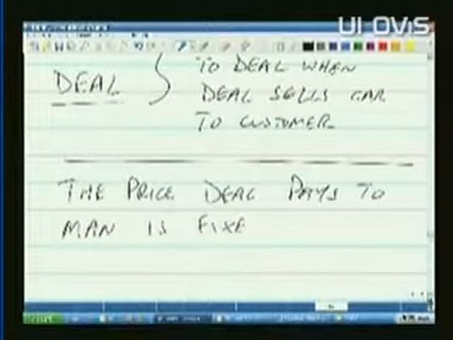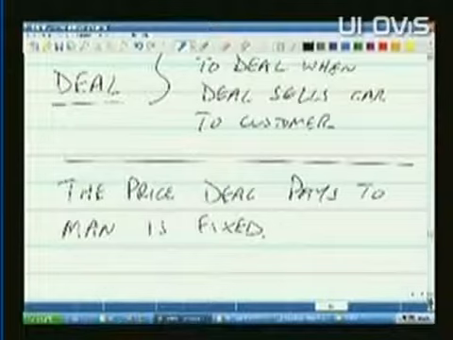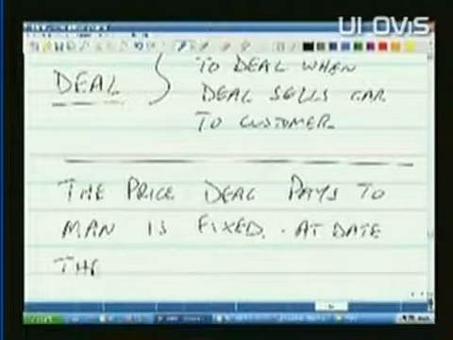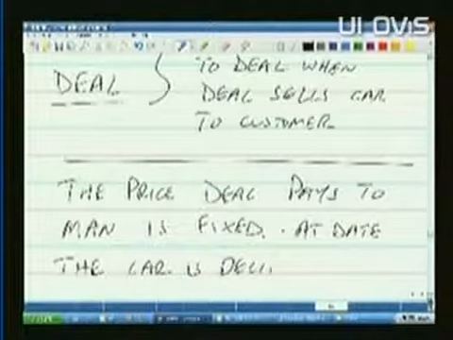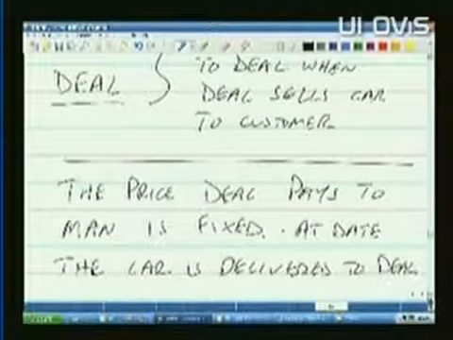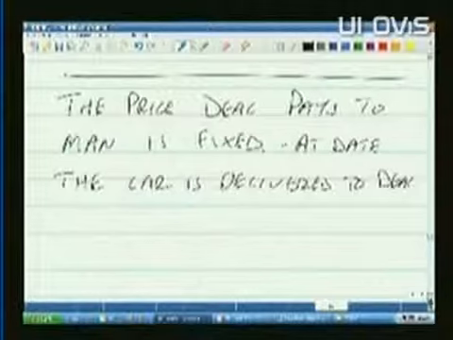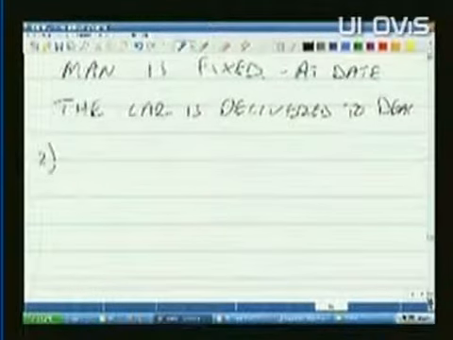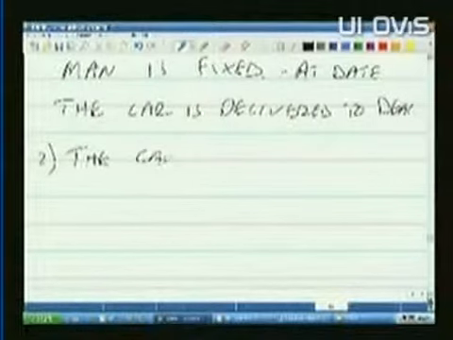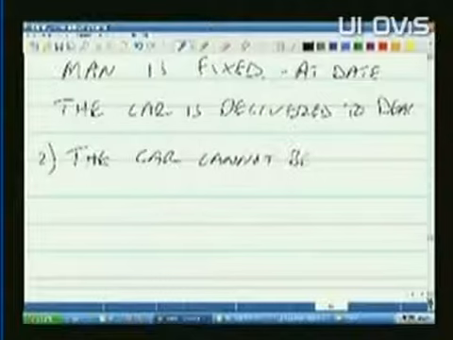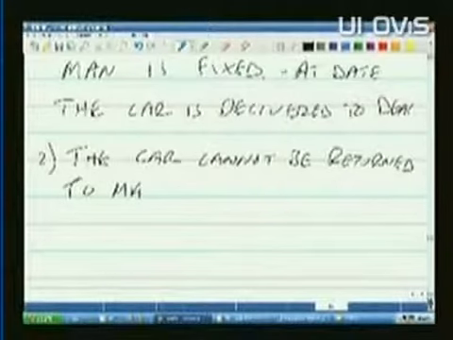is fixed. Okay? So the price that deal will pay man for this car is fixed, and it's fixed at the date the car is delivered. Okay? So the price that deal pays to man is fixed at the date that the car is delivered to deal. Okay? So that's the first clause. The second clause is that the car cannot be returned to man. So if deal can't sell the car to a customer, they are kind of stuck with it. Okay?